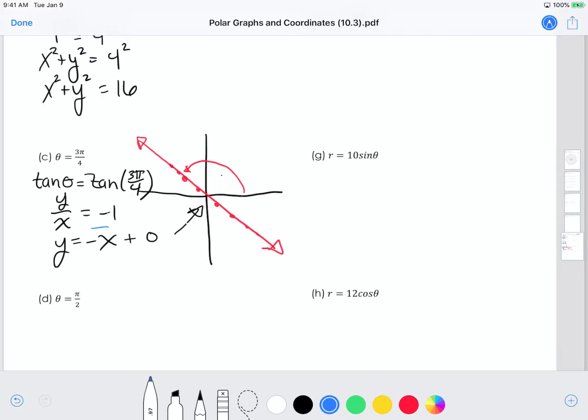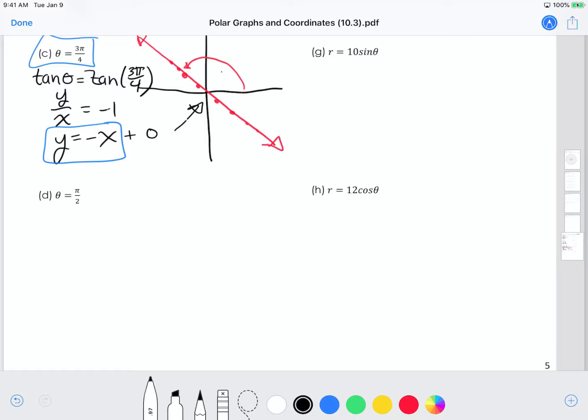So this is the equation in rectangular form, and this is the equation in polar form. Now for part D, we don't actually even have to do any calculations, because if I graph theta is equal to pi over 2, we can just eyeball this one. If I open to pi over 2 and I come out from the center any value of r, it could be anything in either direction, this is just the vertical line x equals 0.